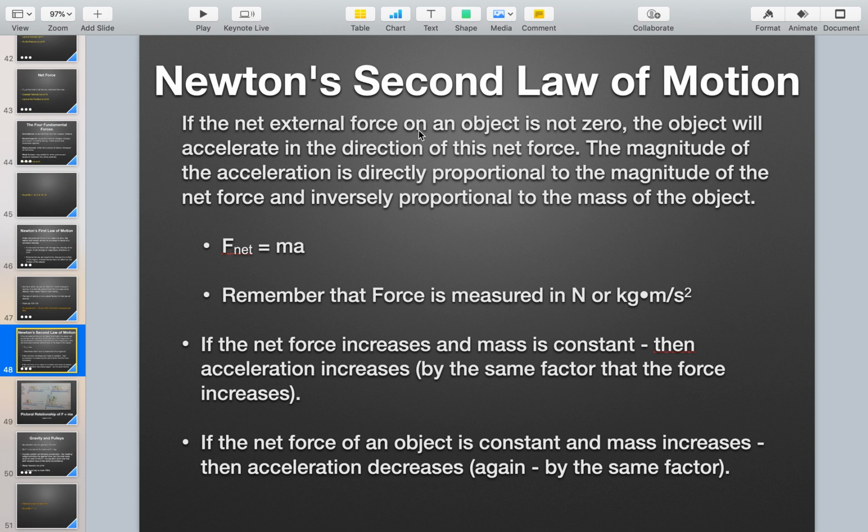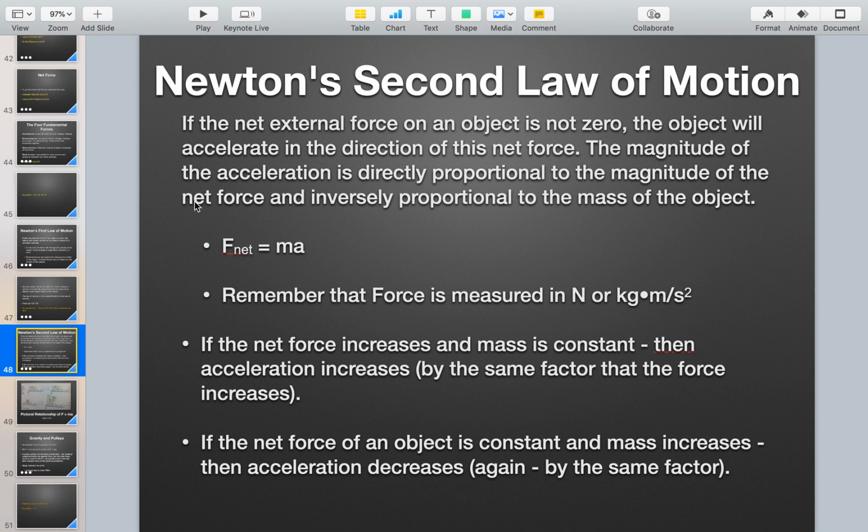If the net external force on an object is not zero, the object will accelerate in the direction of this net force. I keep using my bottle of water as an example. If the net force on it is just 1 Newton, from the left, from the right, whatever, and all other forces are canceled out, it will accelerate. 1 Newton, it's going to accelerate slowly, but it will accelerate in that direction, all the more so if the force is higher. The magnitude of the acceleration is directly proportional to the magnitude of the net force, which is what I was just saying.